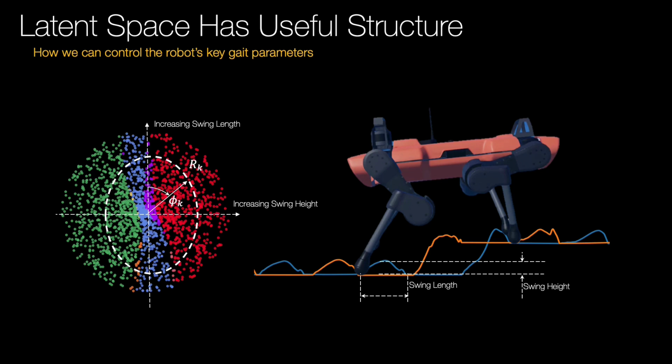As we have mentioned, the latent space is usefully structured. In fact, this 2D manifold that we discover, if we have a trajectory along the horizontal axis, this increases the robot's swing height. If we have a trajectory along the vertical axis, this increases the robot's swing length. If we have an elliptical trajectory within this space, the robot takes meaningful steps. And if we adjust the eccentricity of this ellipse, we can then adjust the swing height and length independently.